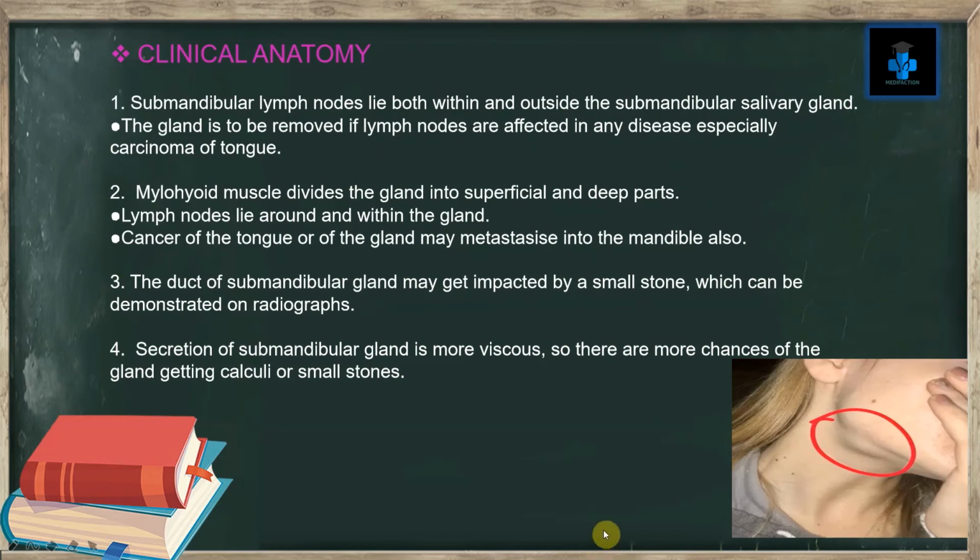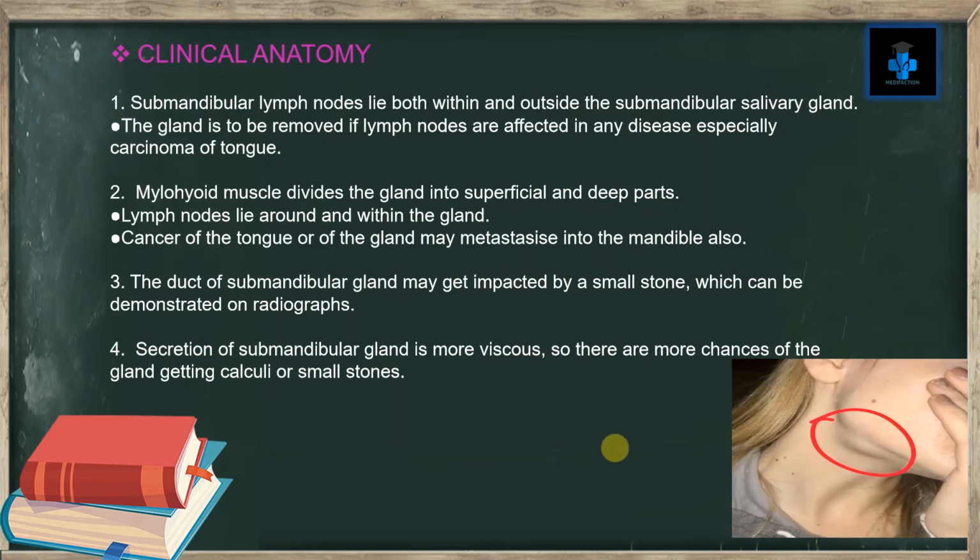Some important clinical anatomy. Number 1. The submandibular lymph node lies both within and outside the submandibular salivary glands. The gland is to be removed if lymph nodes are affected in any diseases, especially carcinoma of tongue. Number 2. Mylohyoid muscle divides the gland into superficial and deep parts. Lymph nodes lie around and within the gland. Cancer of the tongue or of the gland may metastasize into the mandible also.